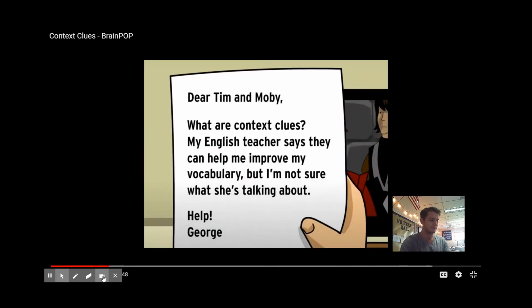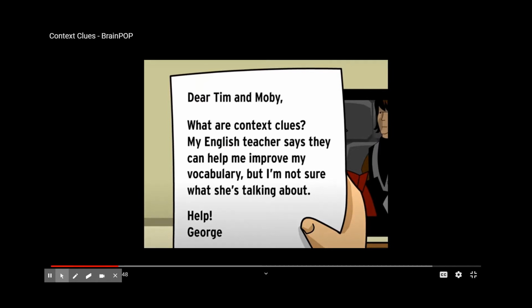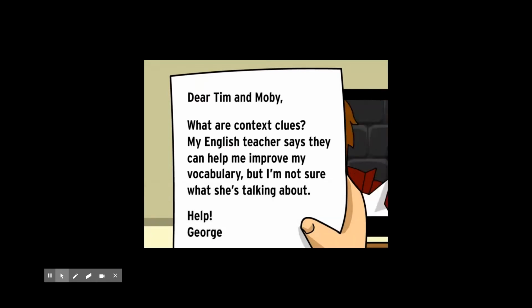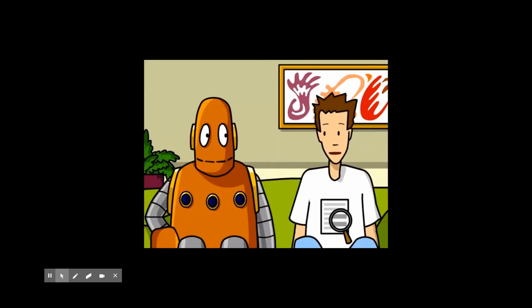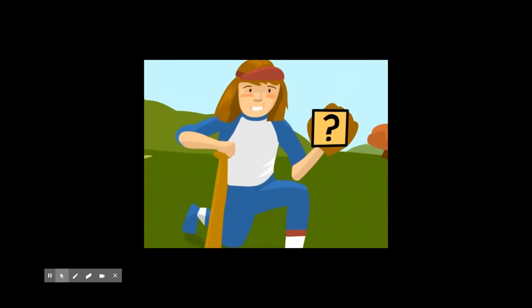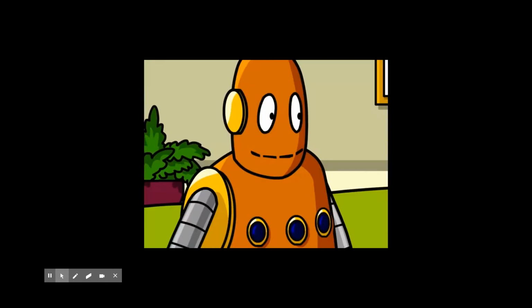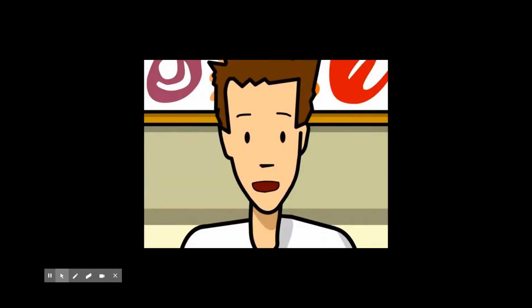Dear Tim and Moby, what are context clues? My English teacher says they can help me improve my vocabulary, but I'm not sure what she's talking about. Help! From George. Well, George, when we talk about context, we're talking about something's surroundings. You know, like the setting or the backdrop. Take a look at this picture. Can you tell what's missing by looking at the context? Heck yeah, a baseball. You can do the same detective work with words.